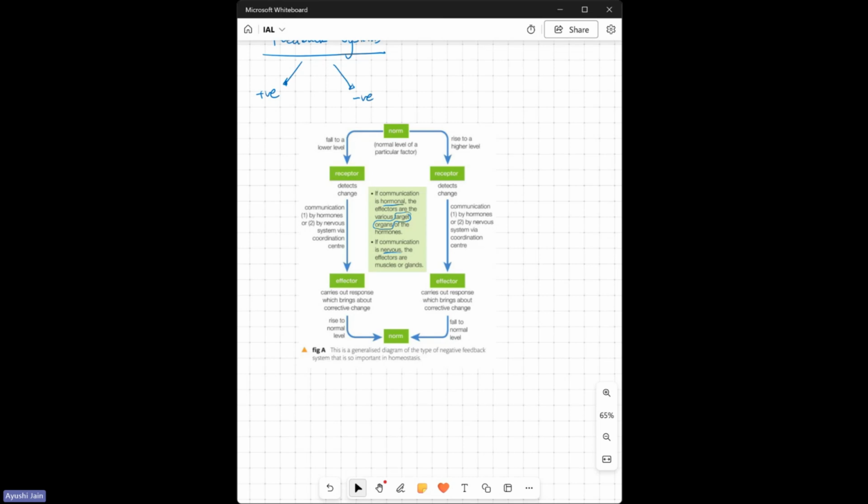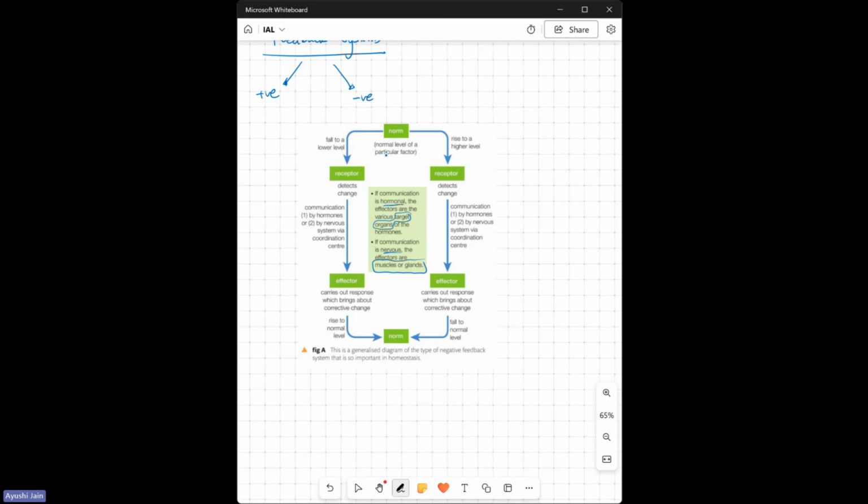If the communication is through the nervous system, then there are only two effector organs that will be affected: the muscles or the glands. So depending on whether you want to target a cell or a gland, it will be decided whether a hormone needs to be released or a nerve impulse needs to be sent. Okay.